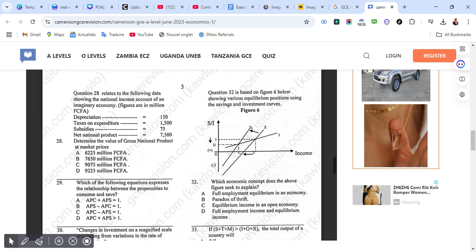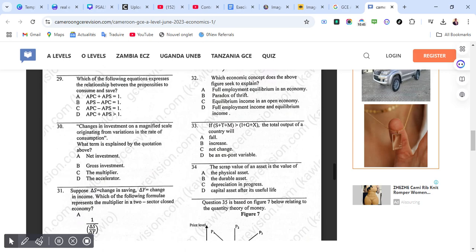Correct answer for 28 is A, 6,225 million francs. So A is the correct answer. 29. Which of the following equations expresses the relationship between the propensities to consume and save? Correct answer for 29 is B. APS minus APC equals 1.